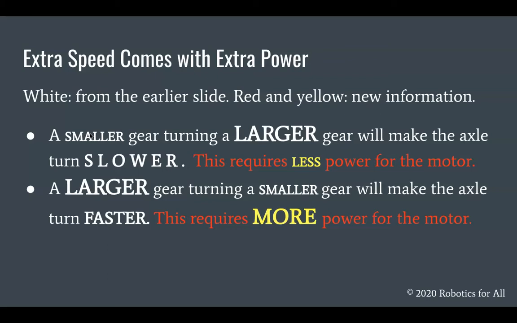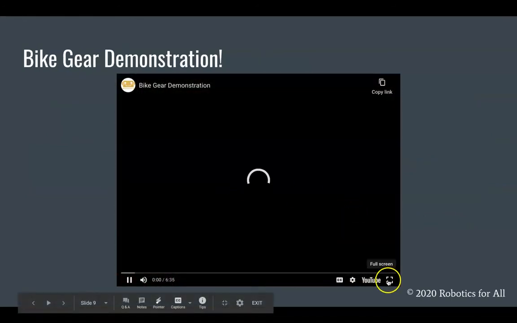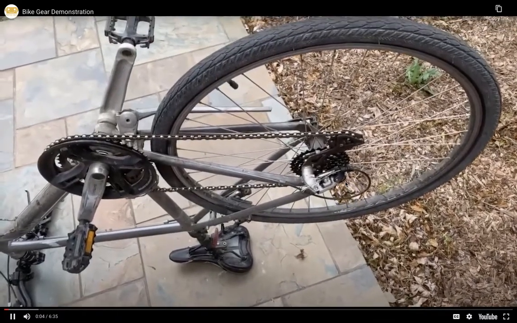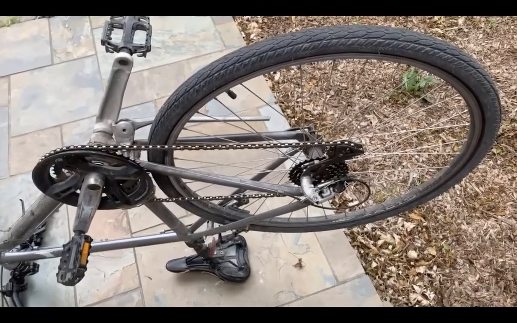Okay, let's go on to a bike gear demo. Let's explore gears in a real-life setting. We just took a look at gears in a Lego setting. Now let's explore gears in real life. And a bike is a very good example of that.